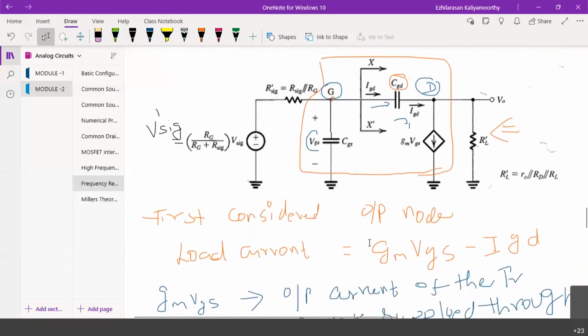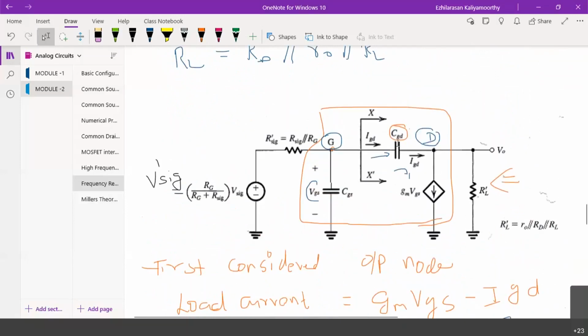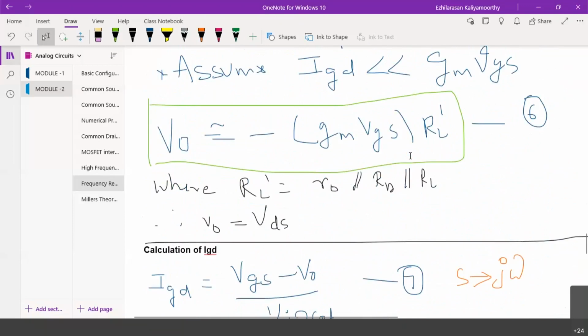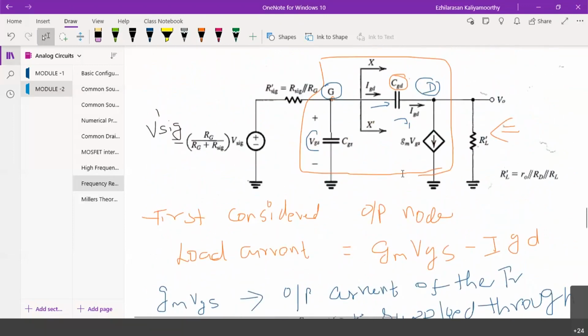Here we see one important thing: there is a bridging capacitance between the input node and the output node. The input node is the gate and the output node is the drain, and in between we have a capacitance. If you have this capacitance, it is a little bit difficult for us to calculate the high frequency response. So what we need to do to replace that is very simple. We have to use Miller's theorem and find the equivalent capacitance between gate and ground.